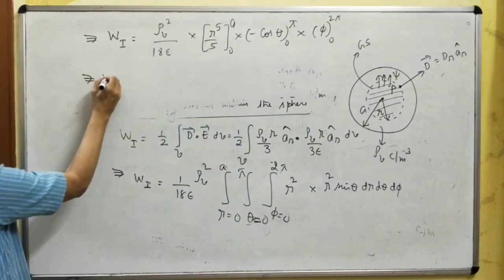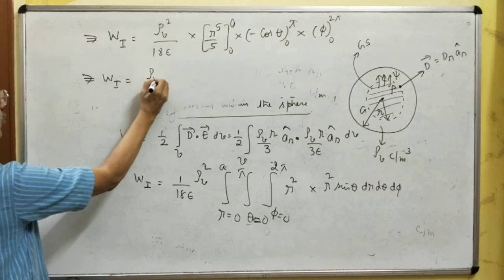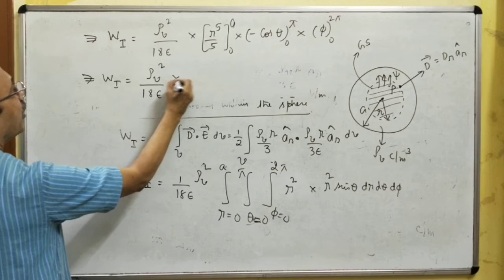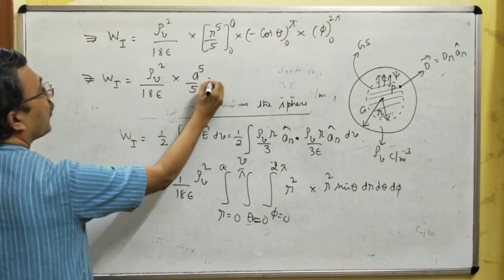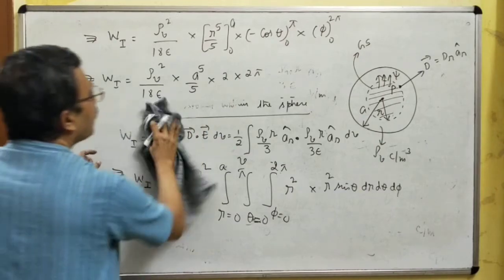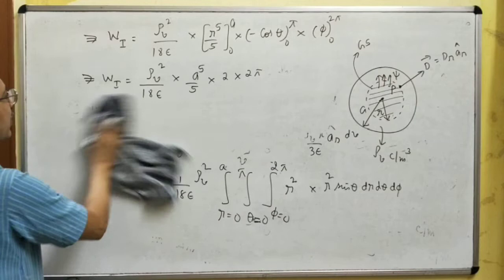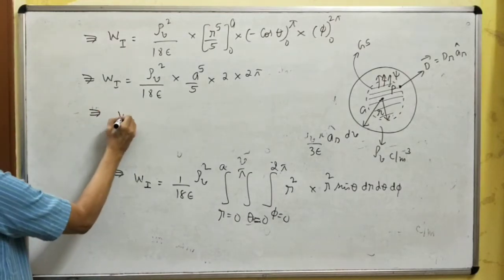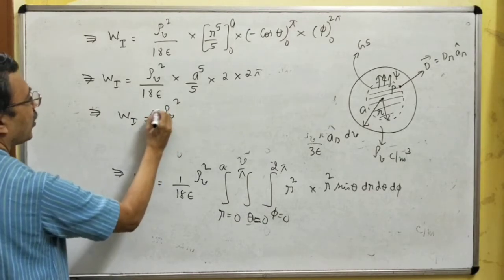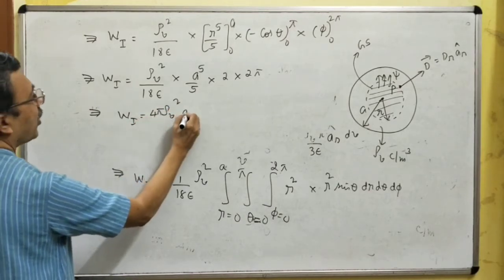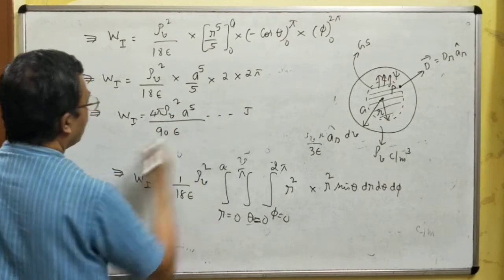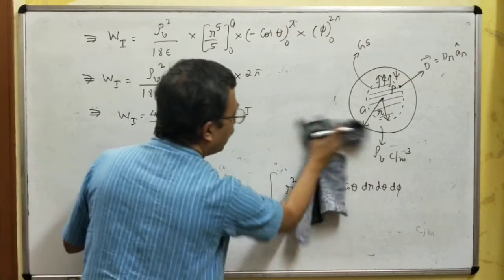This implies Wi is equal to rho v square divided by 18 epsilon into a to the power 5 by 5 into 2 into 2 pi. This implies Wi is equal to rho v square 4 pi, rho v square a to the power 5 divided by 90 epsilon. So many joules. So this is the energy stored inside the sphere.